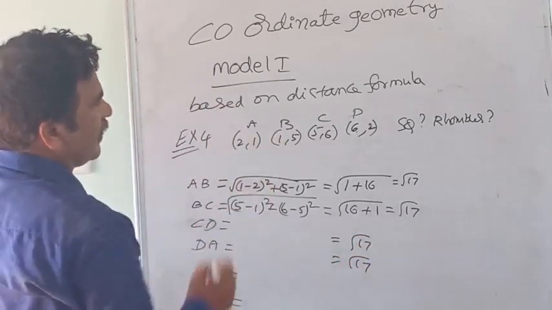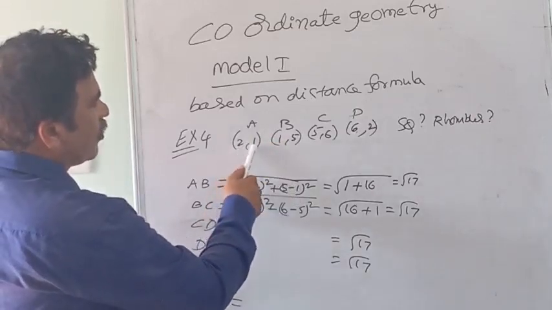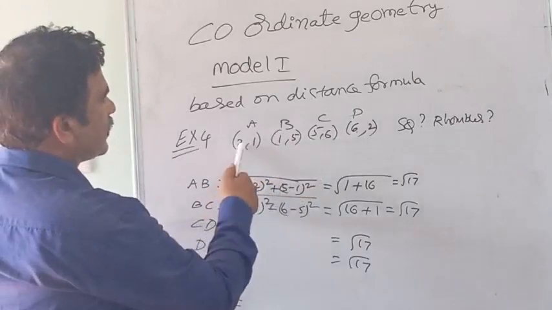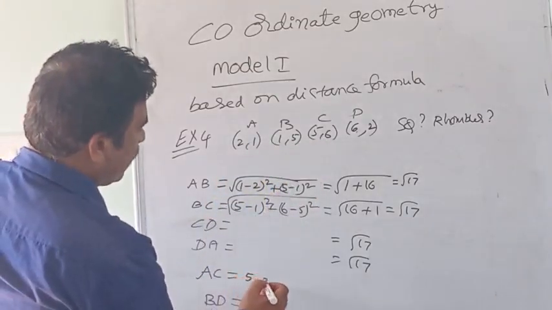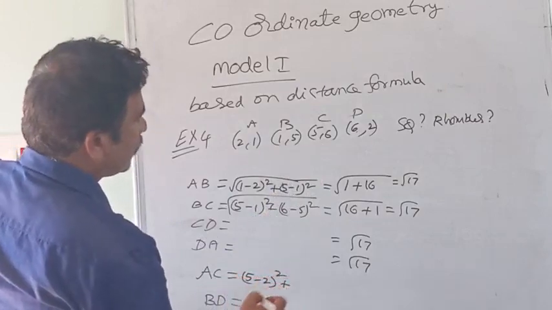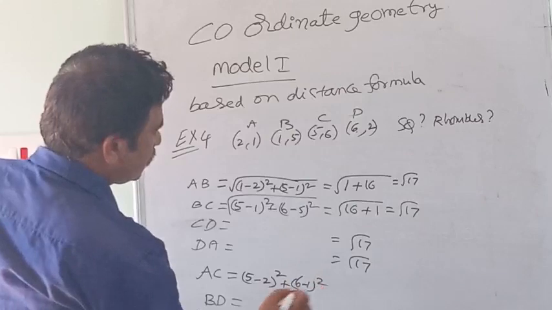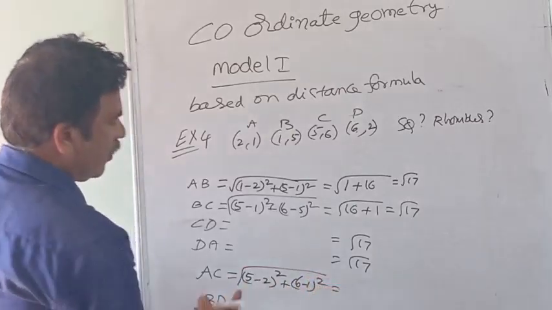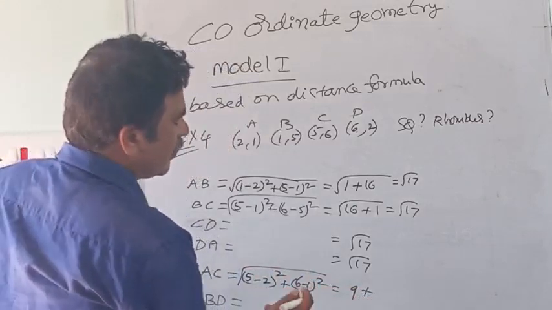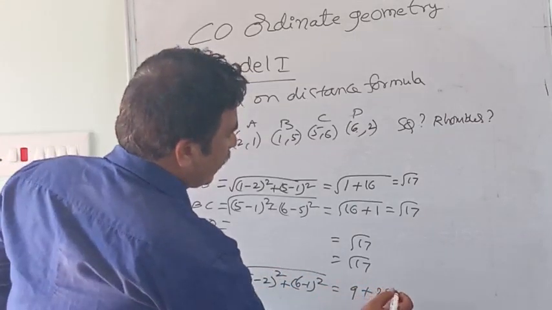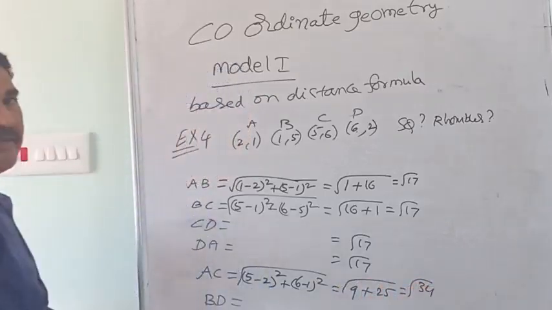Now find AC. While finding AC, A is (2, 1), C is (5, 6). This is x1, y1, this is x2, y2. Therefore, (5 minus 2) whole square plus (6 minus 1) whole square, under root. 5 minus 2 is 3, 3 square is 9. 6 minus 1 is 5, 5 square is 25. Therefore, root 34.